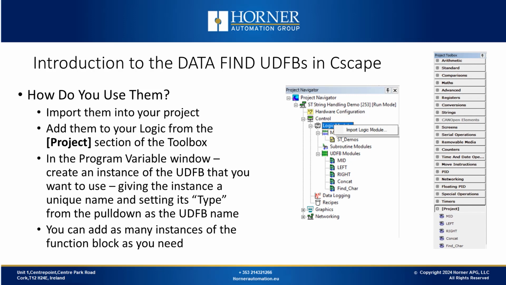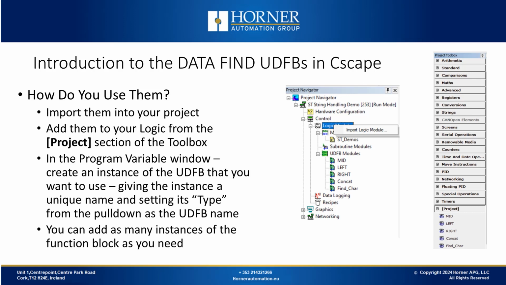Now we will look at how we can use these UDFBs in structured text. To use a UDFB in our program, we first have to import the necessary files into our project. To do this in Cscape, we go to the Project Navigator section and right-click the Logic Modules entry in our project tree, and then we select Import Logic Module. From there, we can navigate to the folder containing the UDFB files we want to use. Once these are imported into our project, they will appear under the UDFB modules in the project tree.